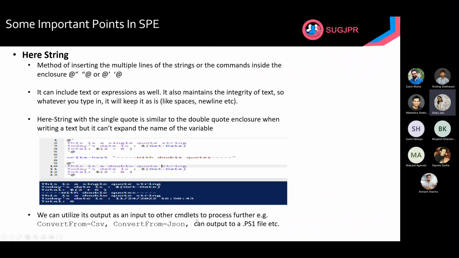Because we have all the text in a readable format in one place, we can simply use other cmdlets like ConvertFrom-Csv to generate the output in CSV format, ConvertFrom-Json to convert the output in JSON format, and we can also output it in a script file or something else as well. So let's see an example of that too.